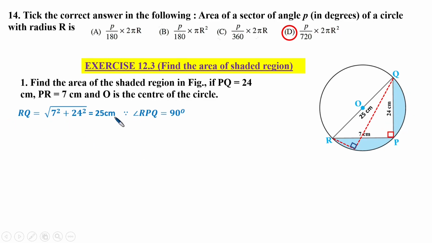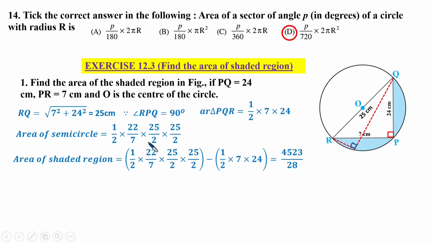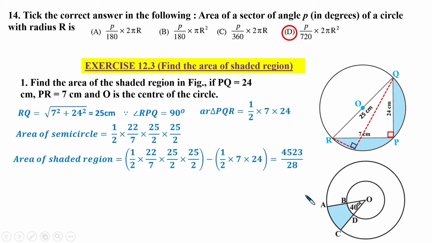So the diameter will be 25 centimeters, because you can use the Pythagoras theorem, as this is a right angle triangle. Here it is 25 centimeters because this angle is 90 degrees. And the area of triangle PQ is half of base, half of 7 centimeters is the base, into height. Height is 24. So the area of the triangle you know, and the area of the semicircle is half of pi r square. So the area of the shaded region will be the area of the semicircle minus the area of the triangle. This is the answer. Okay, just go through it, check it.